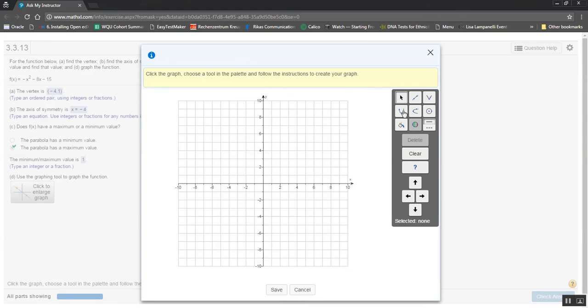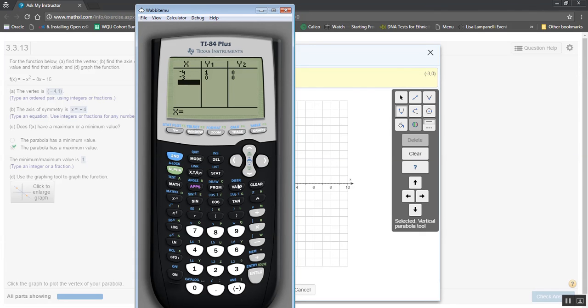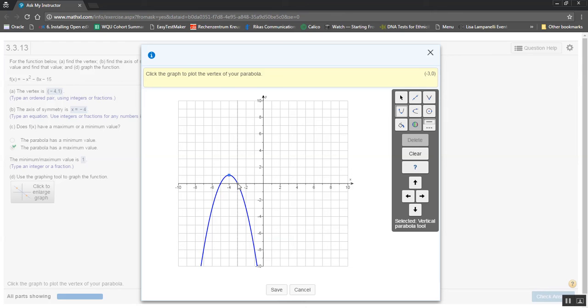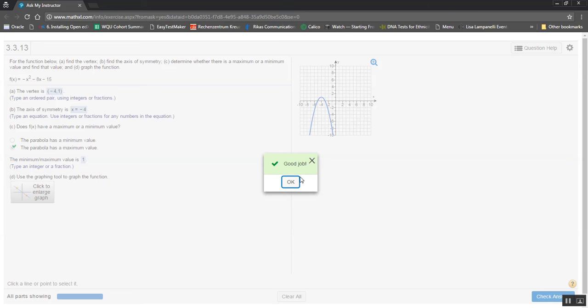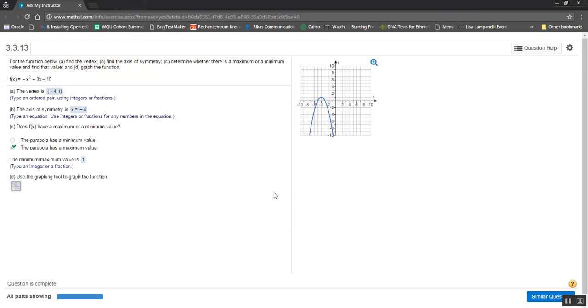Choose the parabola tool, this one. Probably can put the vertex. Our vertex was negative 4, 1. There. And then we need probably one more point. And we said our other point was negative 3, 0. So negative 3, 0 right there. Save that, and then check. And that'd be that problem.